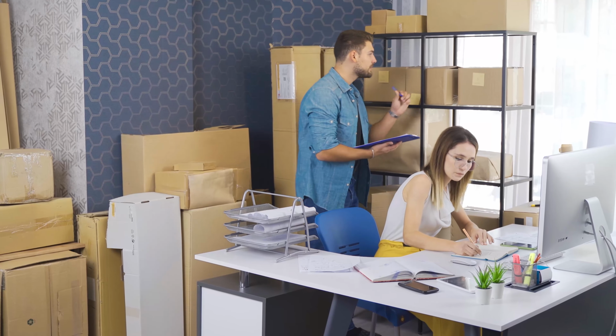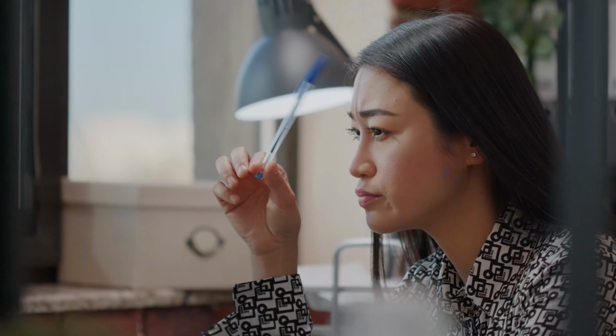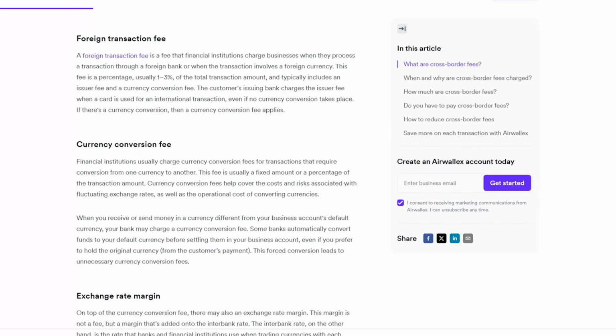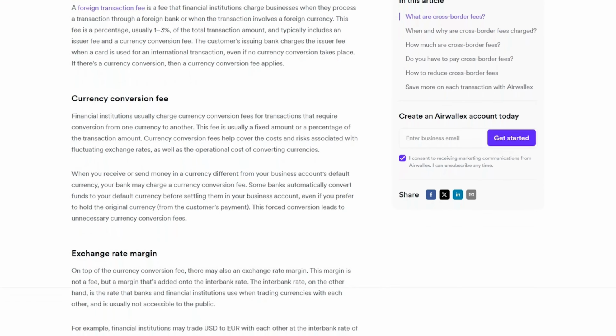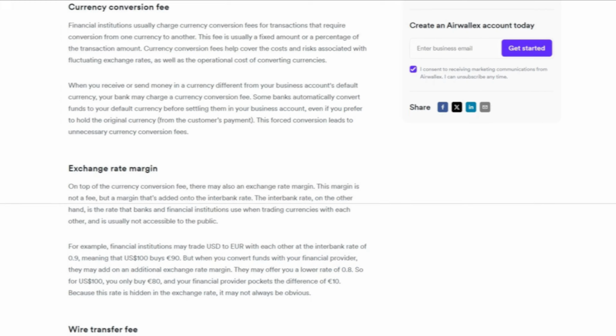So if you've ever expanded internationally or paid overseas suppliers, you've probably noticed that the numbers on your statement don't always add up. The fees stack up quietly. Conversions, card networks, wire charges, intermediary banks, it all chips away at your margins. But here's the good news. With the right setup, a lot of those costs are completely avoidable. And that's where Airwallex comes in.